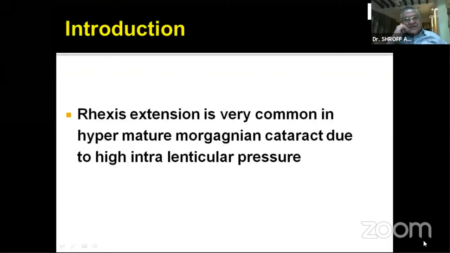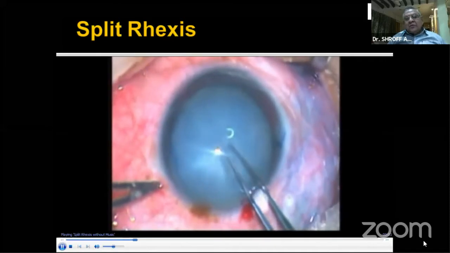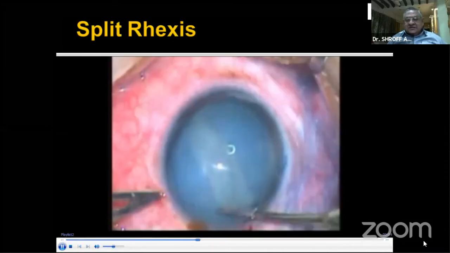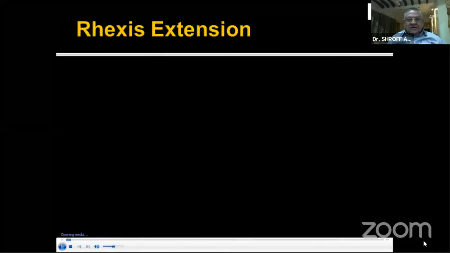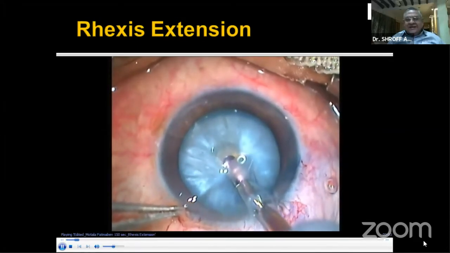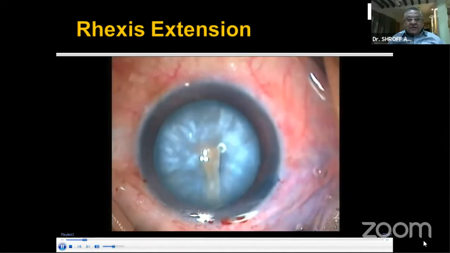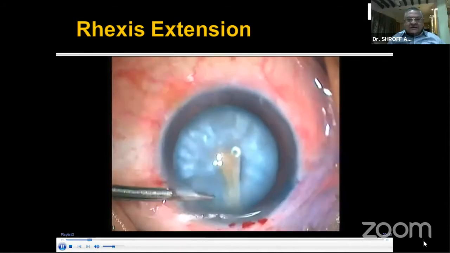See, the Rexis extension is very common in such cases, and for many reasons: the capsule is very thin or maybe hard, or, a very important factor, there is high intralenticular pressure. Now you can see, suppose you don't take care of this, what happens? You see that, it splits and you have a problem, right? And suppose you are still a little careless in a very hypermature cataract, you see that I have tried to use the FECO probe and you can see this is extended.